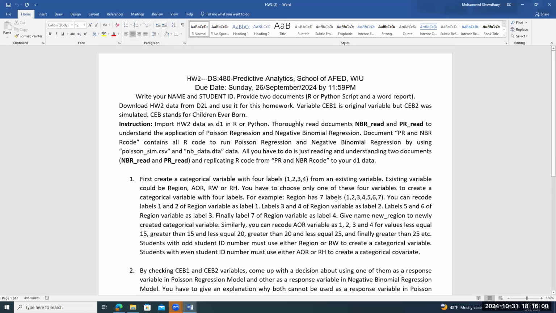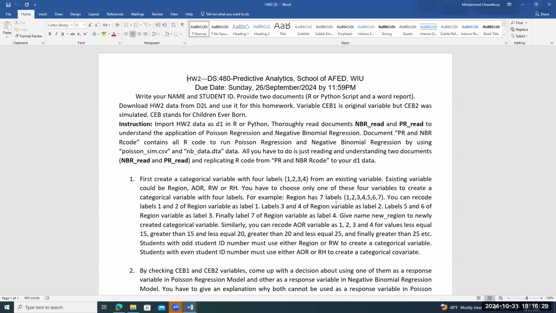So Poisson regression and negative binomial regression. Poisson regression will be used when the response variable has the same mean and variance. Remember, mean and variance, not mean and standard deviation. Understand, right? Mean and variance. And negative binomial regression you are going to use when the dependent variable, that means the response variable, has a variance greater than the mean. Okay, this is one condition.